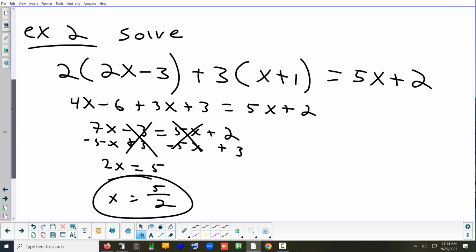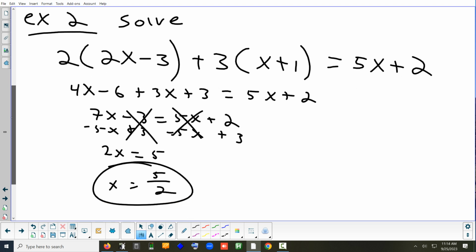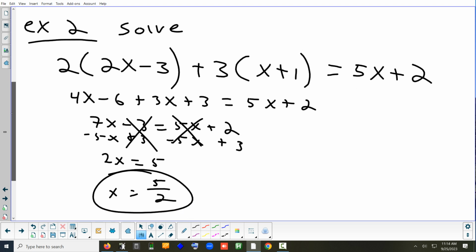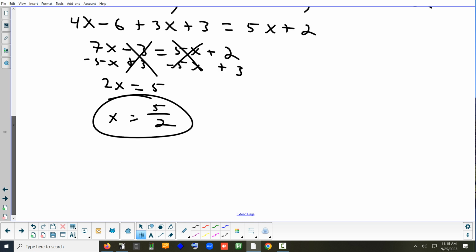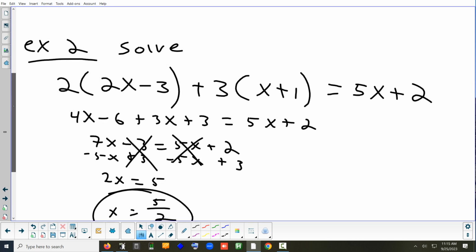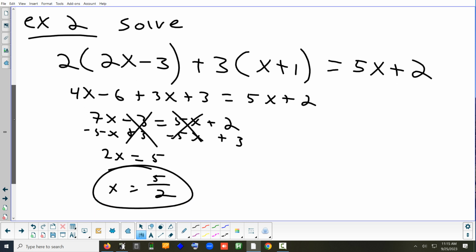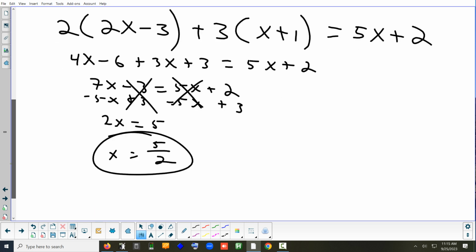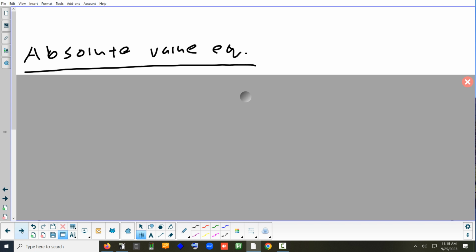Okay, so not the simplest linear equation, but at this point, you should feel very comfortable with solving something like that. Okay. Any questions on that? Now we're not going to check that. We could, but we're not going to. Okay, so absolute value equations.